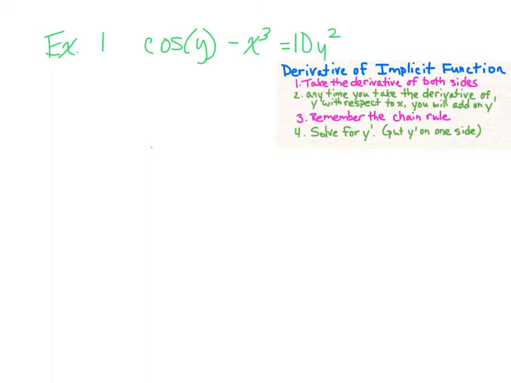So the derivative of cosine is negative sine. Keep what's exactly there the same. And then we need to remember to take the derivative of the inside, which is y. What's the derivative of y? It's some function. We don't know what it is, let's say, but its derivative is y prime. Minus the derivative of x cubed is 3x squared, and that's equal to the derivative of 10y squared.